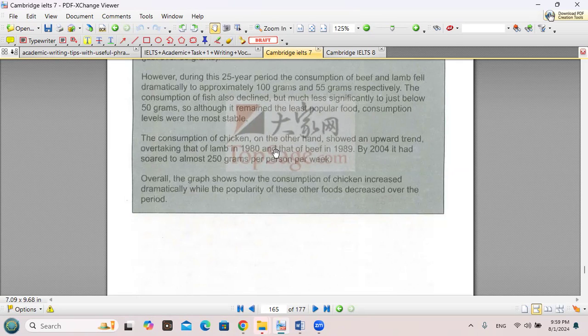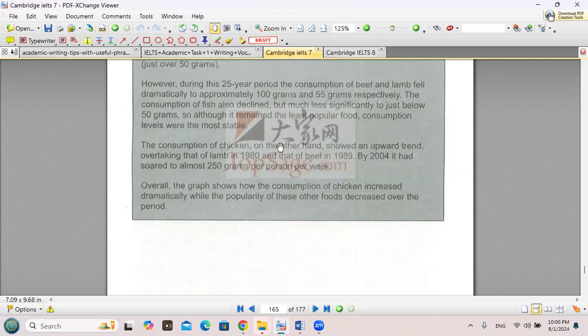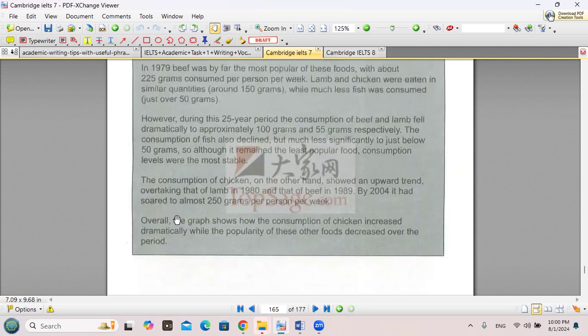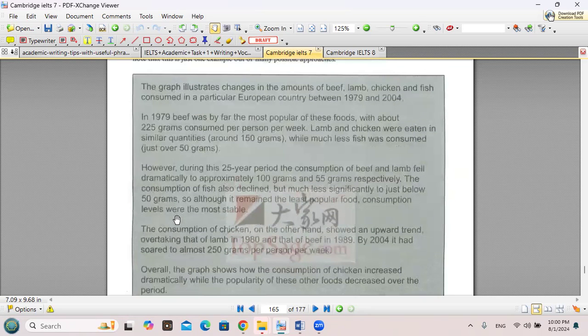And as you see here, he said on the other hand, the consumption of chicken. He wrote chicken in one paragraph, why? Because it's really important. And remember, all the tense here is in the past, except the first sentence, because it describes the graph, and the last sentence, the graph shows how the consumption of chicken increased dramatically while the popularity of these other foods decreased over the period. This is the main idea, so he just wrote it in the conclusion. As we see here, the introduction is 1 sentence and the conclusion is 1 sentence only.